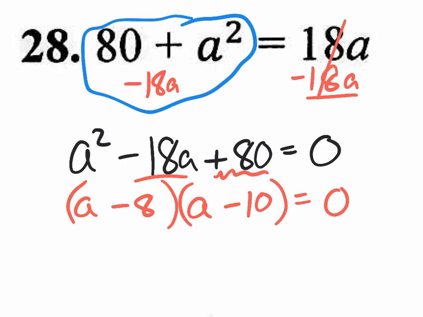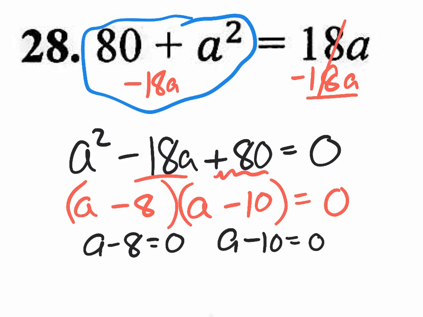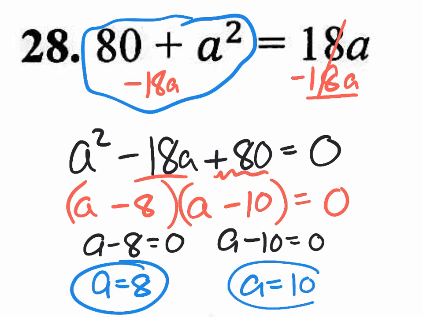If you're stuck, use a calculator, make a list. Anyway, now let's split them. A minus 8 equals 0, and then a minus 10 equals 0. And now let's solve them. I guess at this point, we just know it's going to be the opposite value. A equals 8, A equals 10. Those are your two answers for 28.